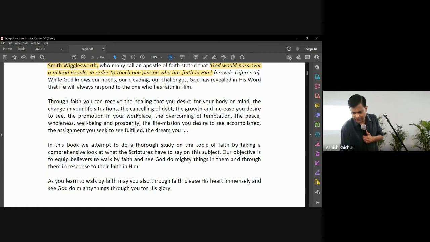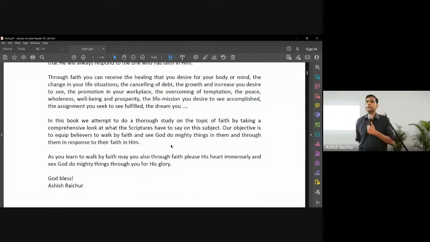So we're going to study this subject, and what I want to encourage you to do as we go through this course this semester is to start practicing everything we learn. This is not a theoretical course, it's a practical course, because we have to learn to walk by faith. It's not just getting knowledge about faith, it is walking by faith. And the best way is for you to practice it. Whatever you learn in every class, you start practicing in your life.